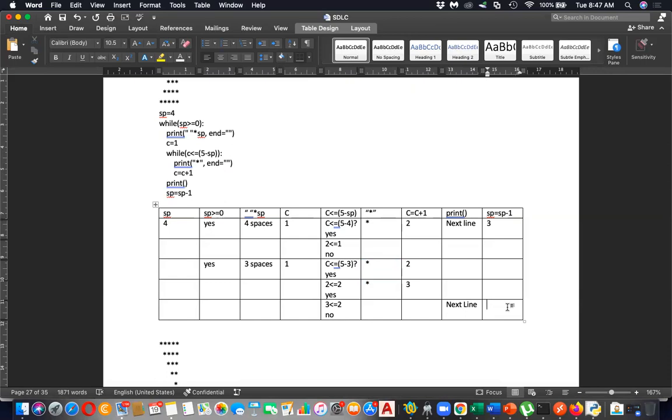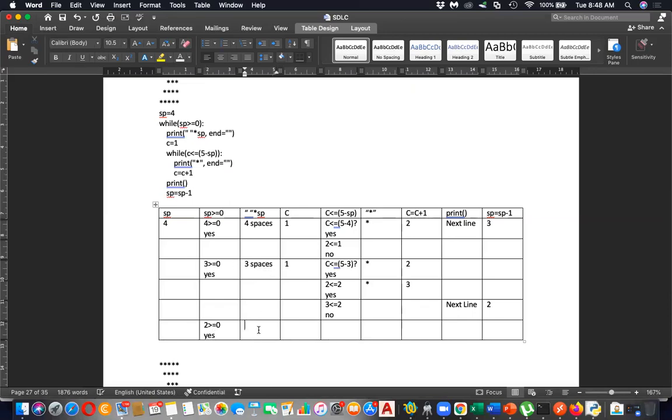Now what is SP? After the next line, it is SP. What is SP? 2. Here you are checking 4 greater than or equal to 0. Yes. Here you are checking 3 greater than or equal to 0. Yes. Then here you are checking 2 greater than or equal to 0. That is also yes. Therefore, you will come inside this loop.